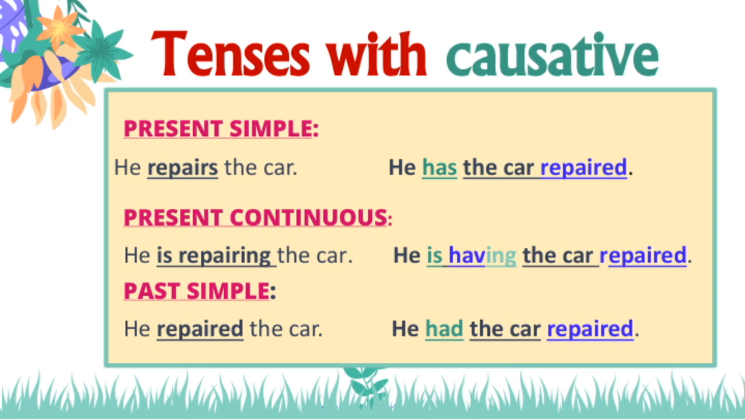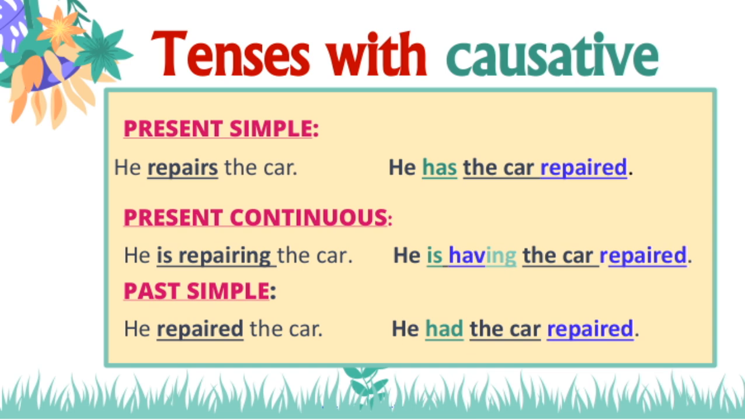In the past simple, if he repaired the car himself, we'd say, he repaired the car. But if he had someone else do it for him, we say, he had the car repaired. So across all these tenses, the causative form helps us talk about when and how someone causes something to happen, rather than doing it themselves. This concept is really useful because it adds clarity about responsibility and actions in different time frames.